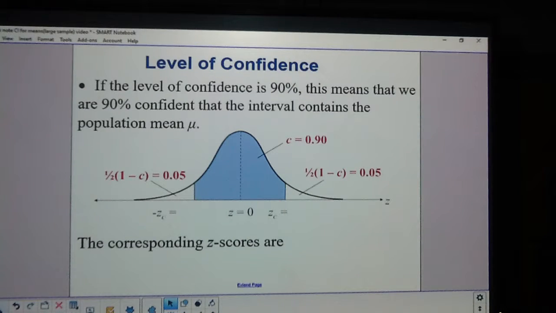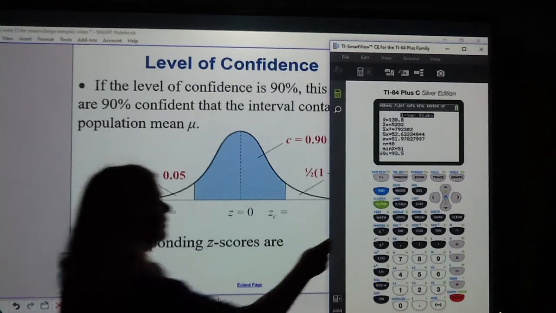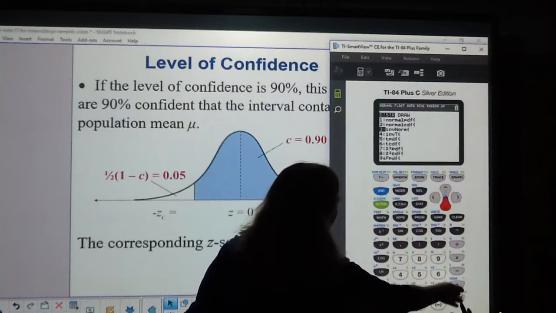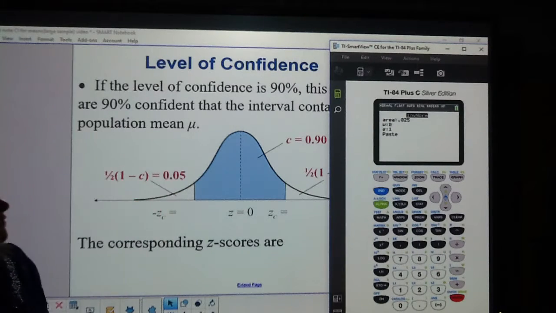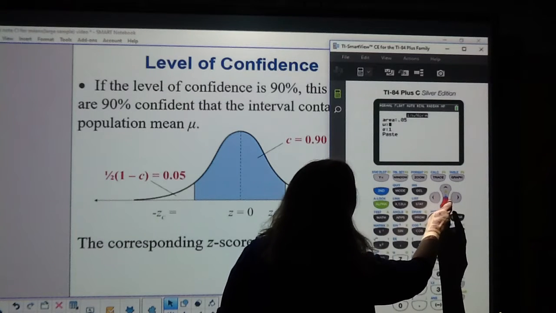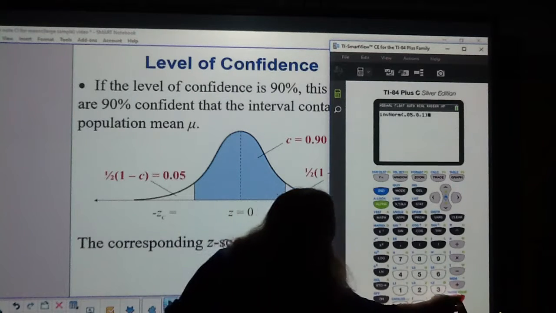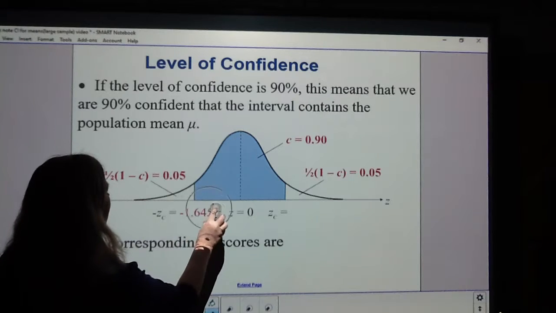So if I want to find what those z values are in my calculator, you can pull up your calculator, and press second, distribution, inverse norm, and I want my area to the left to be 0.05. It's a z-score, so mean is 0, standard deviation is 1. And my answer is negative 1.645.